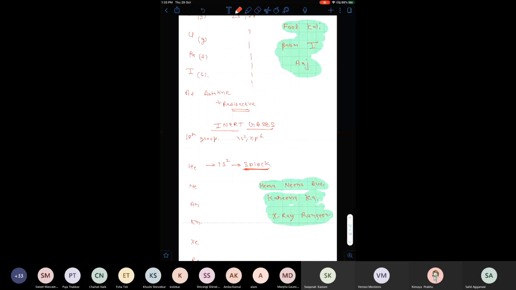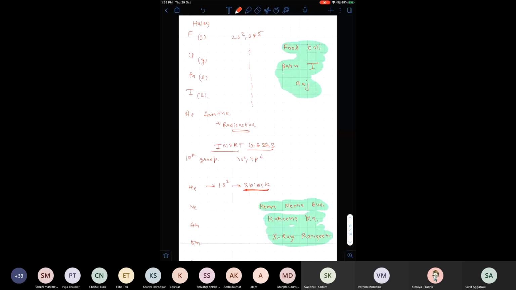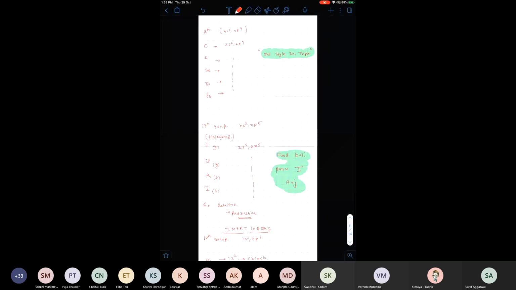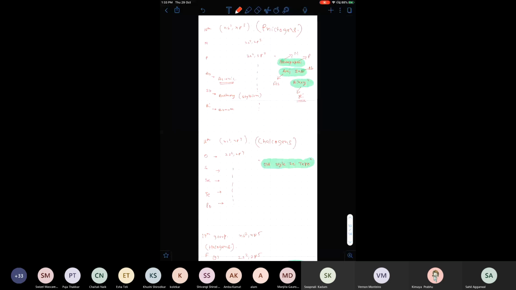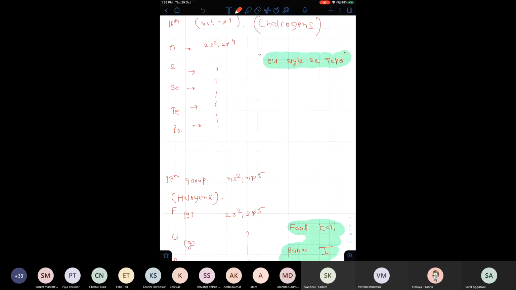Halogens. Seventeenth group is halogens. 16th group is chalcogens. 15th group is pnictogens. Done, all of you. चलते हैं प्रॉपर्टीज करते हैं.